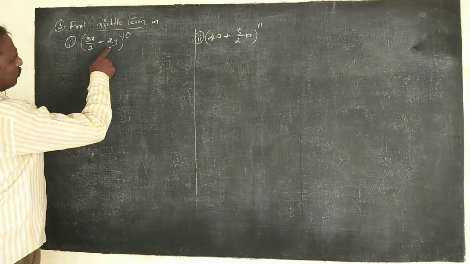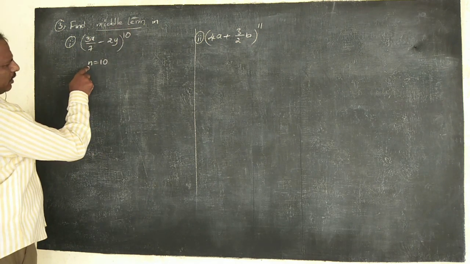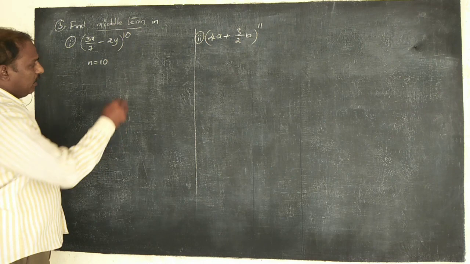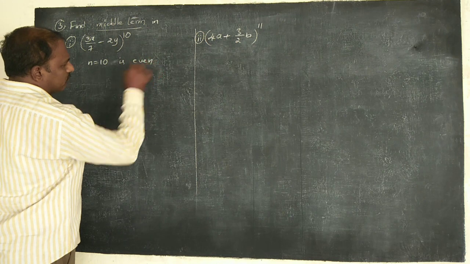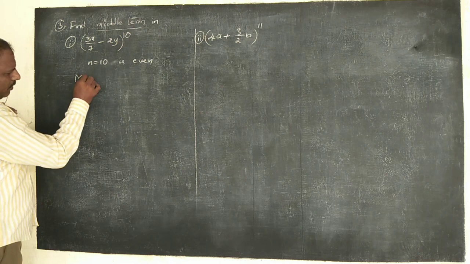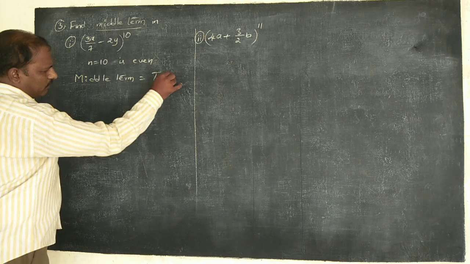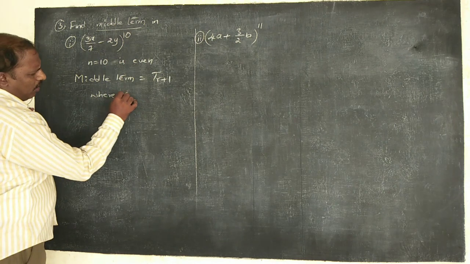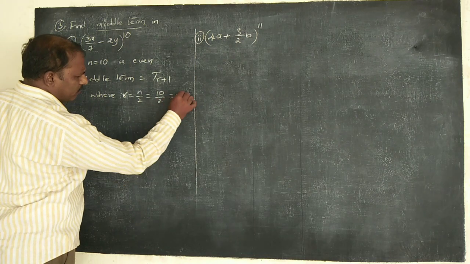Then (3x by 7 minus 2y) whole to the power of 10. Here n is equal to 10. In order to find the middle terms, we need to find whether n is even or odd. So here n equals 10, which is even. Therefore, we will have only one middle term. So the middle term will be T(r+1), where r is equal to n by 2. n is 10, so 10 by 2 is 5.